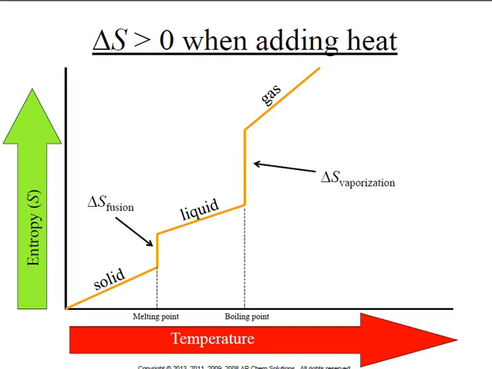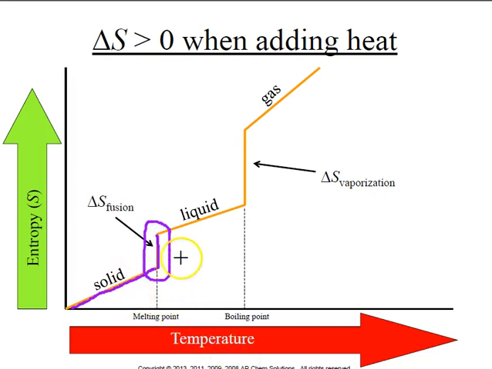Whenever we add heat to something, we're increasing the delta S value. And you see here, this is an interesting graph. We have entropy on our y and temperature on the x. So you see that there's a direct relationship. As the temperature goes up, so does the entropy. However, when we do a phase change, the temperature stays the same, but the entropy shoots up.